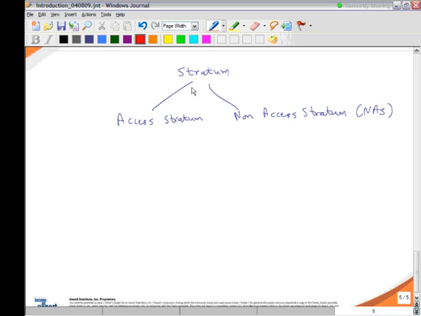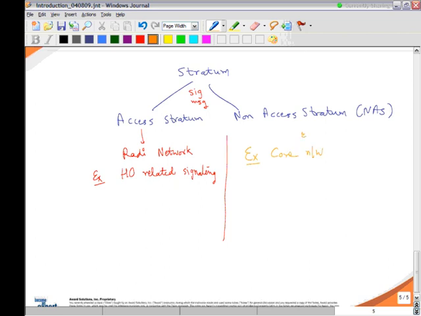Now, how do you differentiate between the two? Okay, so things that are related to the radio network are considered part of the access stratum. So, for example, handover, handoff related signaling, that would be considered part of the access stratum signaling. On the other hand, things that are related to the core network, we consider that part of the non-access stratum.